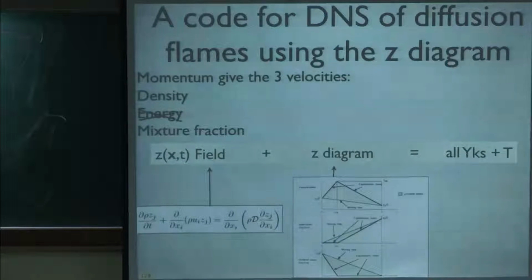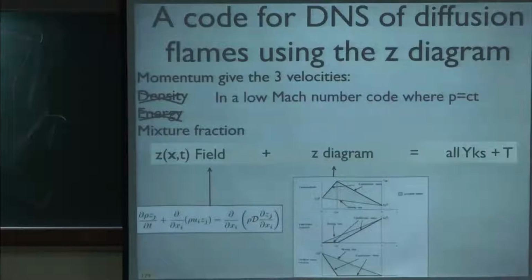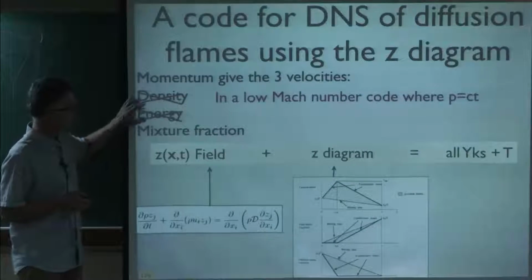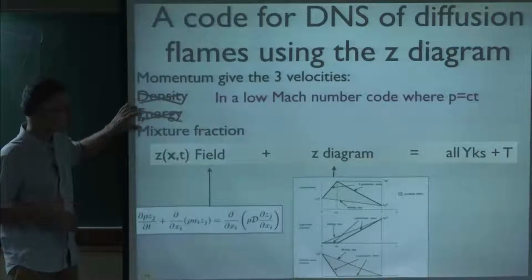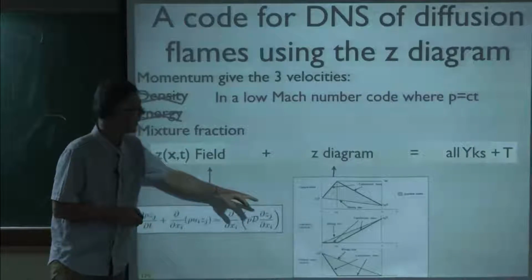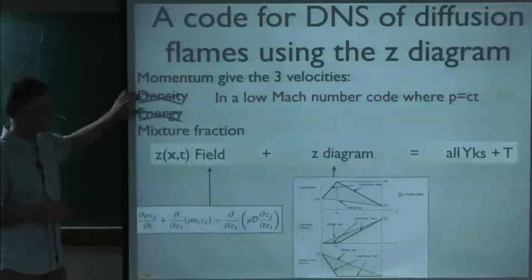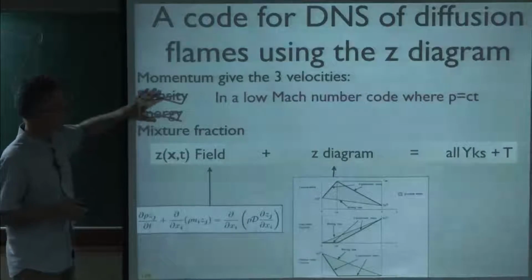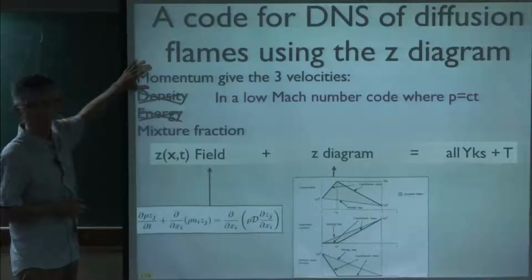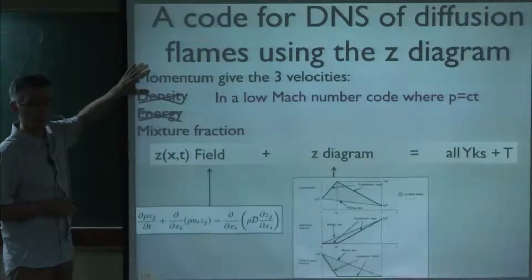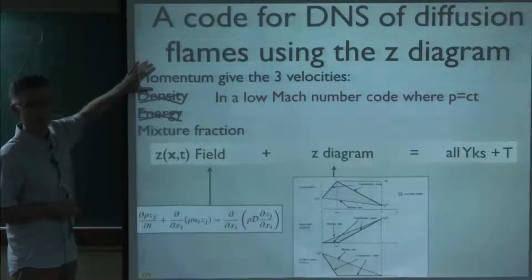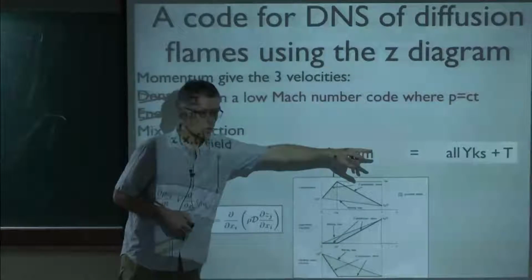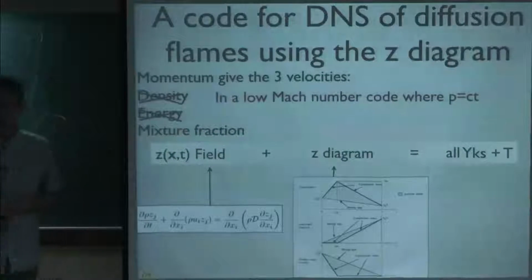In many of these codes, in a low Mach number code, you can avoid using the energy equation because you have the temperature already from that. And you can avoid using the density because if you have the temperature and pressure is constant, you also have the density. So these two equations go away. The only one which is left is really momentum. So this code is very simple. It solves the three equations for velocities and the mixture fraction. Then you go into this little routine and you come back, and this thing can work.